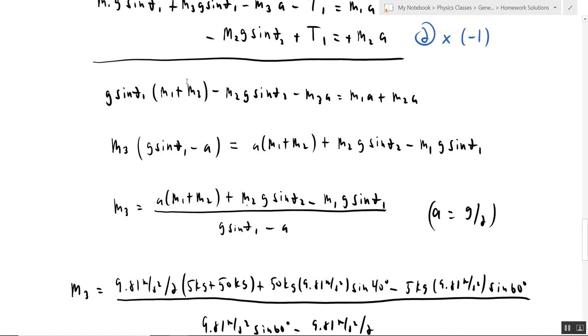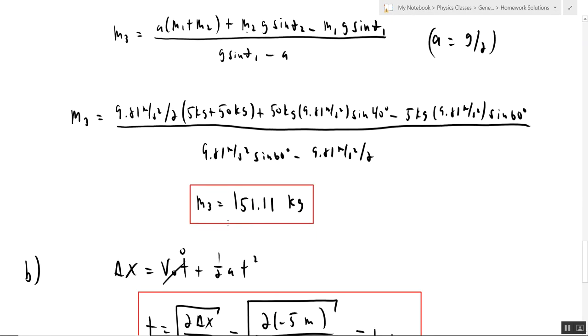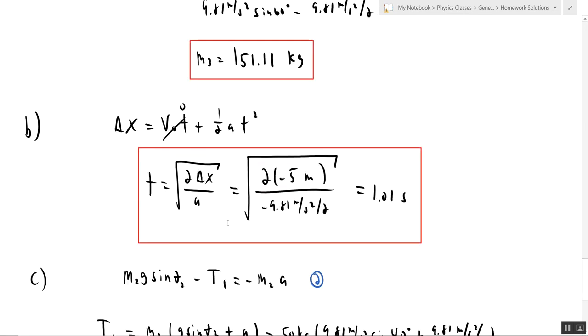And where did this come from? When I multiply M1 times g sine theta 1, I get M1 times g sine theta 1, but I have to bring it to either side, so it's minus M1g sine theta 1. That's where that comes from. Then you divide by the parenthesis, and that gives you what mass 3 is. Plug in the numbers, and it's 151.11 kilograms.